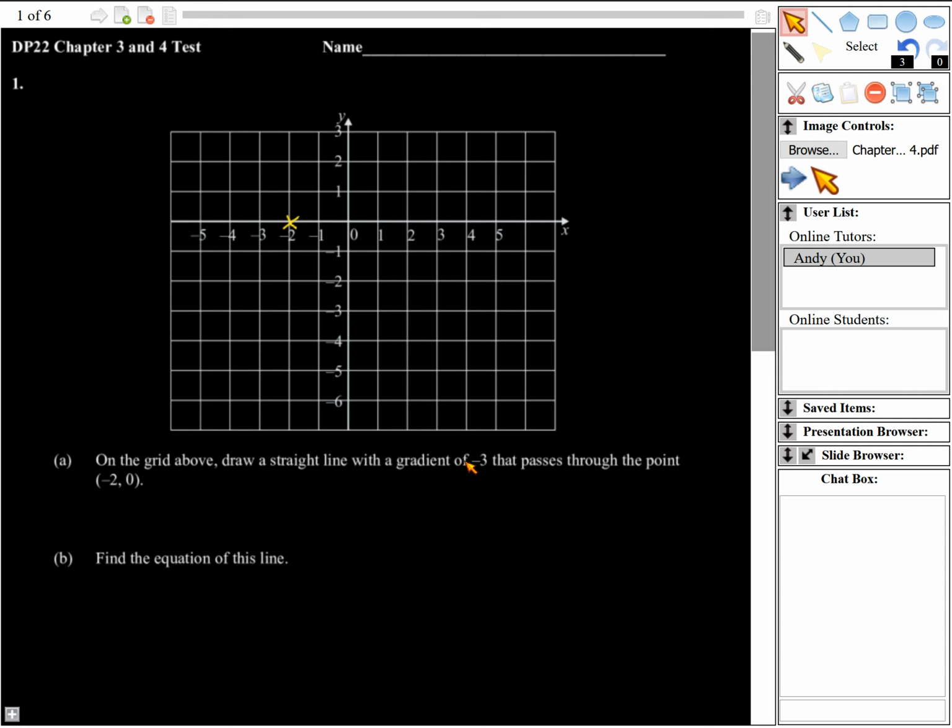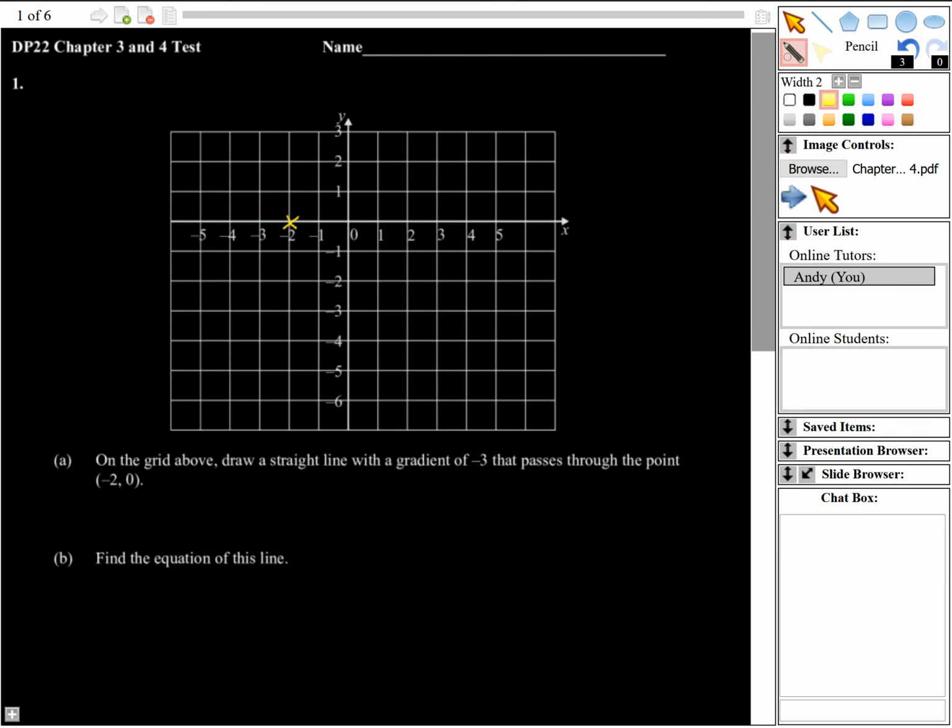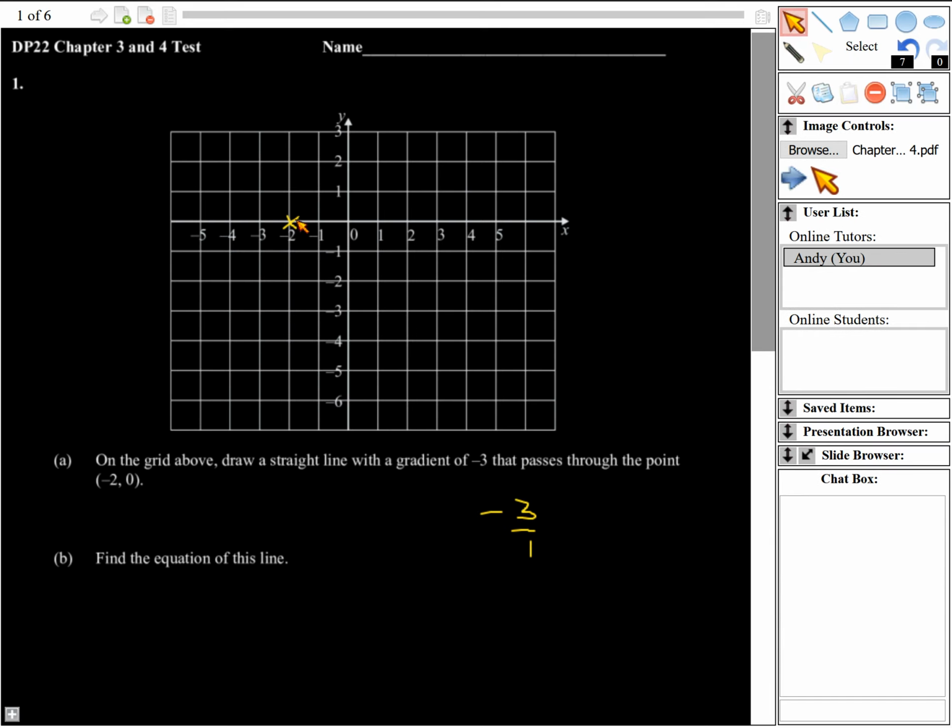A negative gradient means it runs in this direction, from up high here, down low here. So the gradient needs to be like that. And then -3, we could make it -3 over 1 if you wanted to, which means it would need to go 3 up and down, followed by 1 side to side. So from here, 3 up and down, 1, 2, 3, and then 1 side to side.